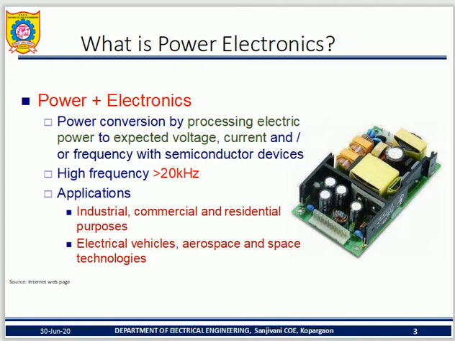For example, in an electrical vehicle, what are the three major elements? One is the battery, another is the motor controller, which is a combination of motor converter and controllers, and another is the motor. There are three major elements. So it is the electrical vehicle application, aerospace, and space technology. Everywhere you see power electronics applications.